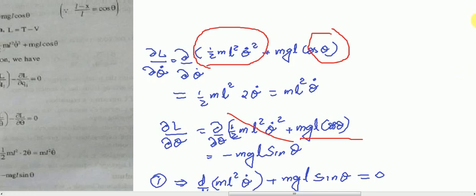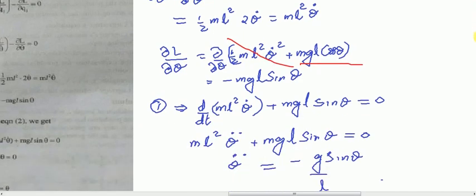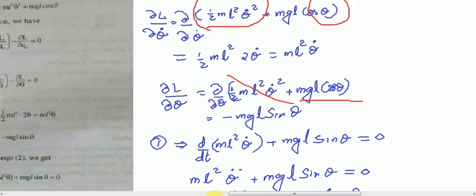Substitute these two differentials in equation number 1, that is the Lagrange equation. You will get d by dt of m L square theta dot. Actually it was d by dt of dou L by dou theta dot. Instead of dou L by dou theta dot, you substitute m L square theta dot. So d by dt of m L square theta dot minus of minus mgl sin theta. So that becomes plus mgl sin theta equal to 0.